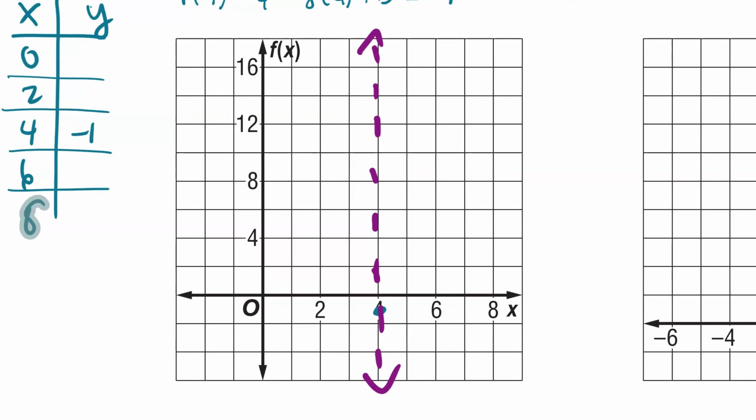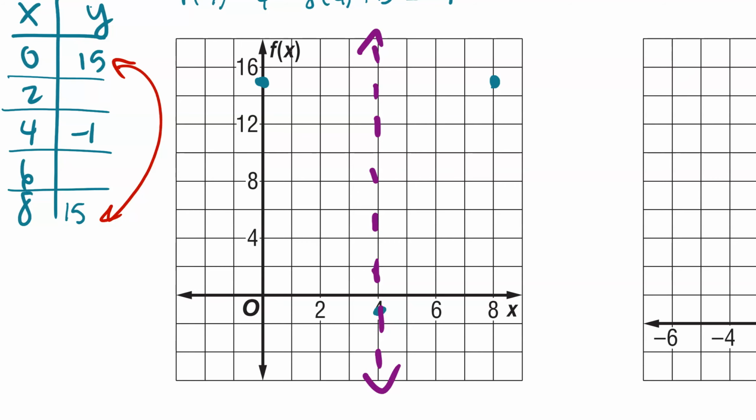Because we already know the value for x equals 0, it's 15. So that means this value down here is going to be 15 as well, because the x is an equal space away from 4. So I'll have the same y value. So at 0, I have a y value of 15, and at 8, I have a y value of 15, because what I do to one side of the axis of symmetry, I do to the other side.